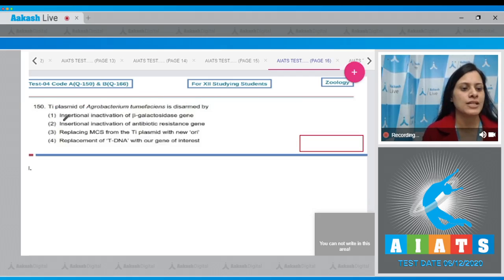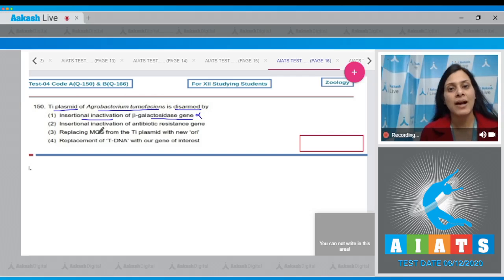Question number 150. Ti plasmid of Agrobacterium tumefaciens is disarmed by, and the options given are insertional inactivation of beta-galactosidase gene. This is an incorrect option. Beta-galactosidase gene and antibiotic resistance gene are features of pUC8 plasmid and not of Ti plasmid of Agrobacterium tumefaciens.